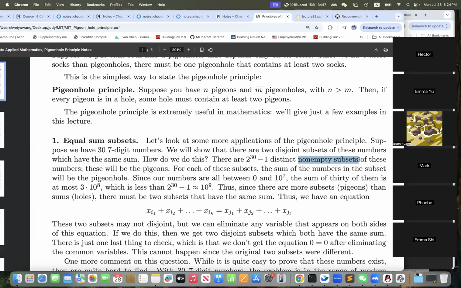For each student, you can select or not select. And then there's a case when you don't select any students, and in that case, your team gets 0 students. We call that an empty subset. And we want to exclude the empty subset because we want to count the number of non-empty subsets. So that's why we minus 1 here. See? Now all of you know how to count the number of subsets.